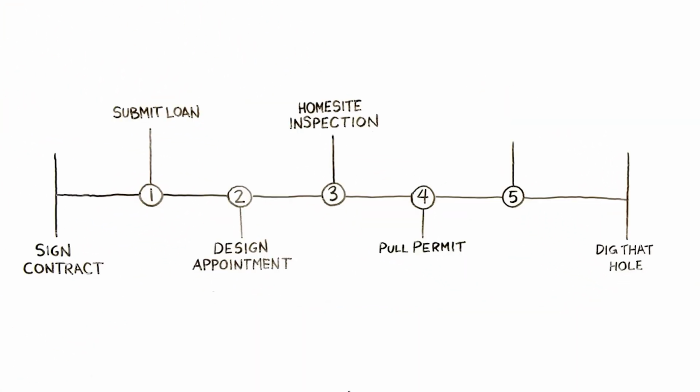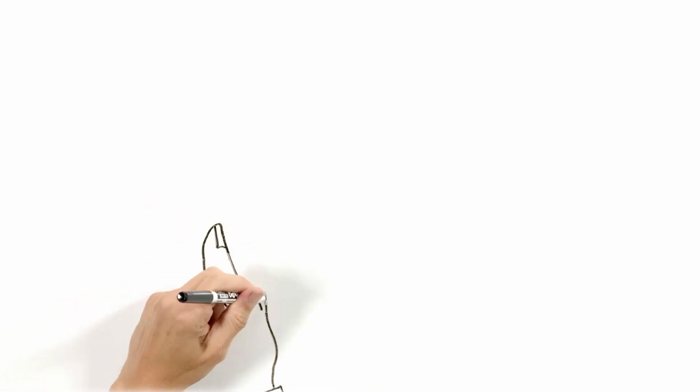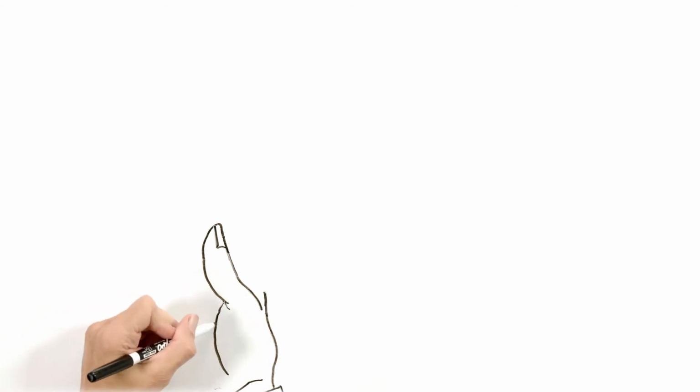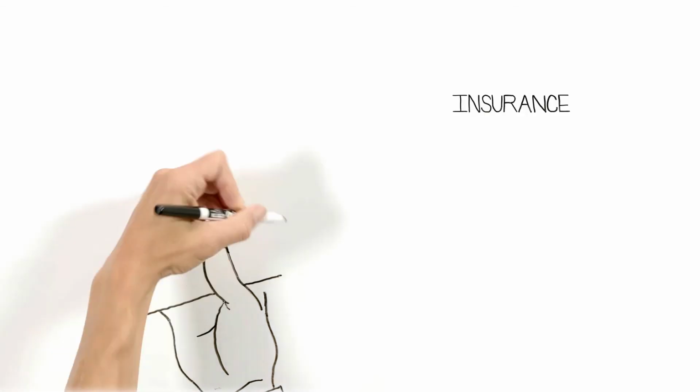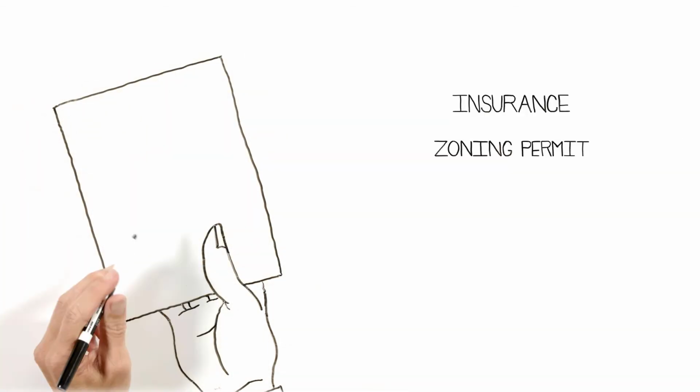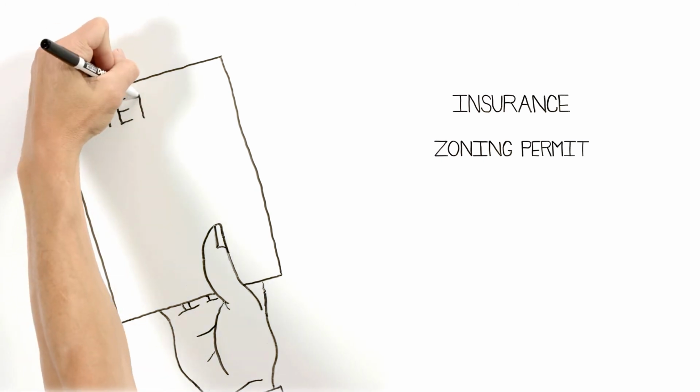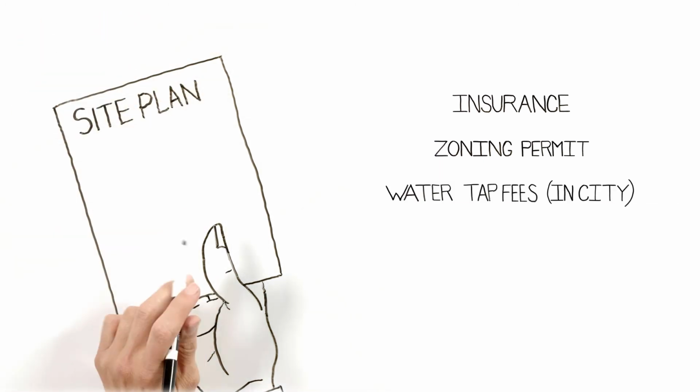5. It's time to make it official with the final appraisal and loan closing. To do this, you'll need a few things. For instance, you'll need the survey and site plan showing lot dimensions, property lines, structures, and all that good stuff, and proof of builders and personal liability insurance. You'll need a zoning permit if you're in a city or township. In that case, you'll also need water, sewer, and storm tap fees.